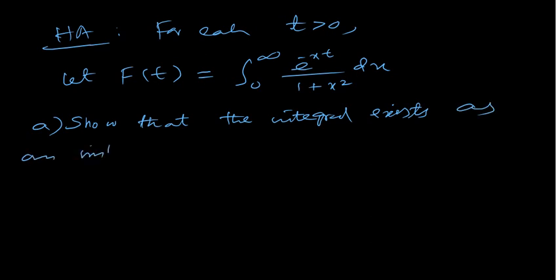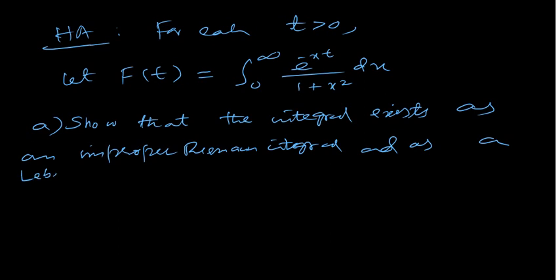As an improper Riemann integral. Obviously, if the improper integral exists, it will also exist as a Lebesgue integral because it's a non-negative function. So you just check for the improper integral, as a Lebesgue integral the existence follows. The next part of this, show that f has a second order.